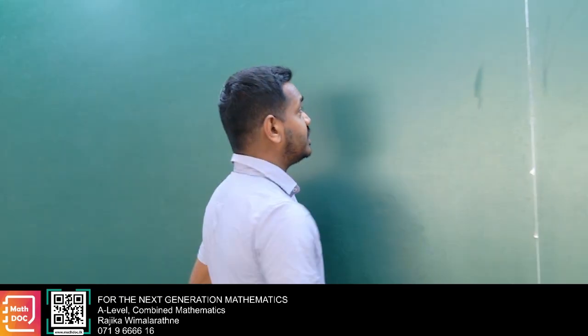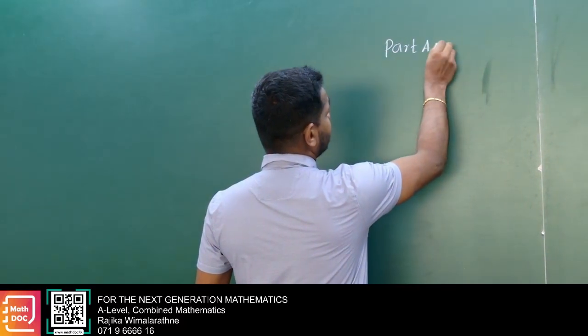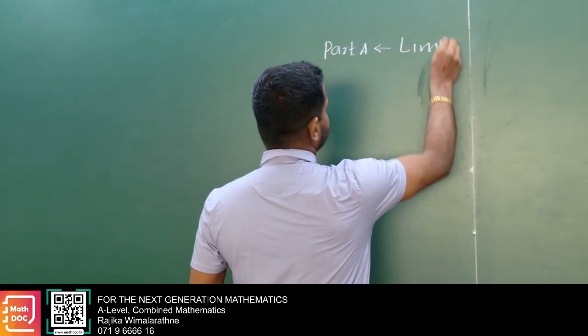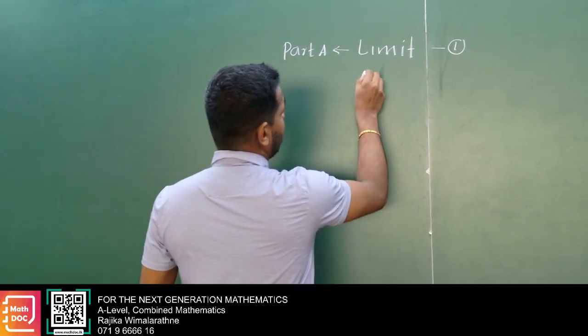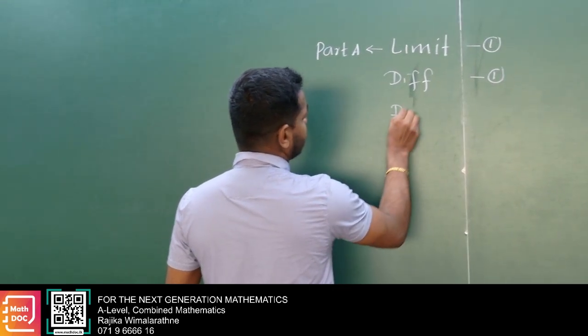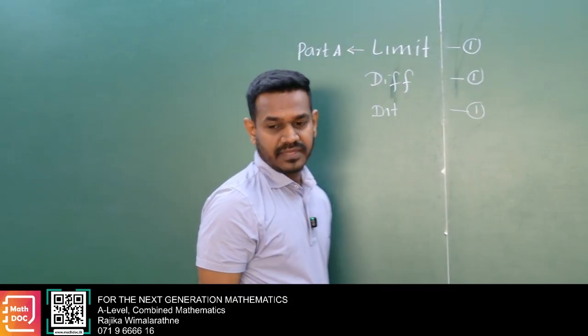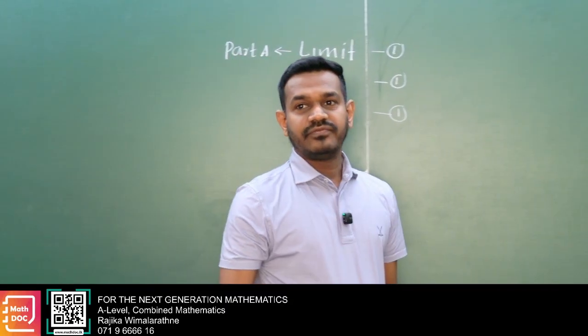Limits will definitely be in your A-level paper, and differentiation and integration also. If you consider question number part A, there will be one limit question, one differentiation question, and one integration question. For part A of the paper there will be 7.5 marks for that.